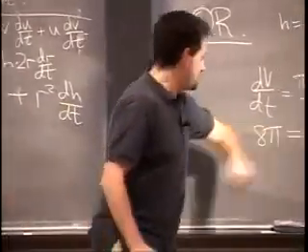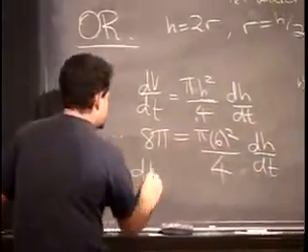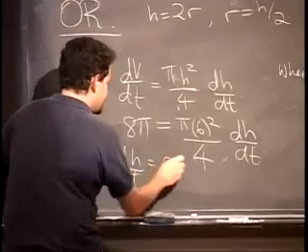Okay, so anyway, basically, if you work this out, you get 36 over 4 is 9, and hallelujah, dh/dt is equal to 8/9 once again.